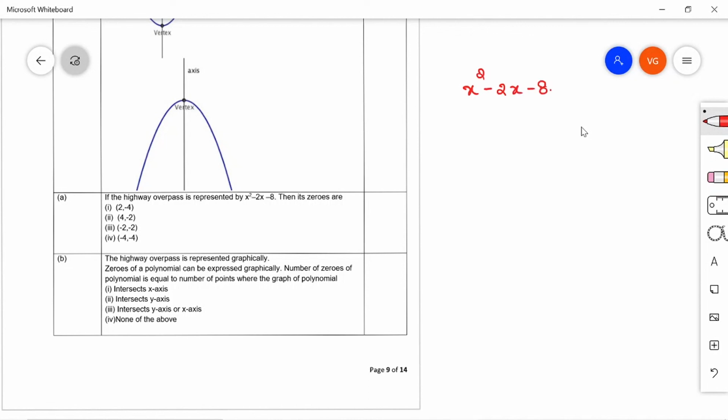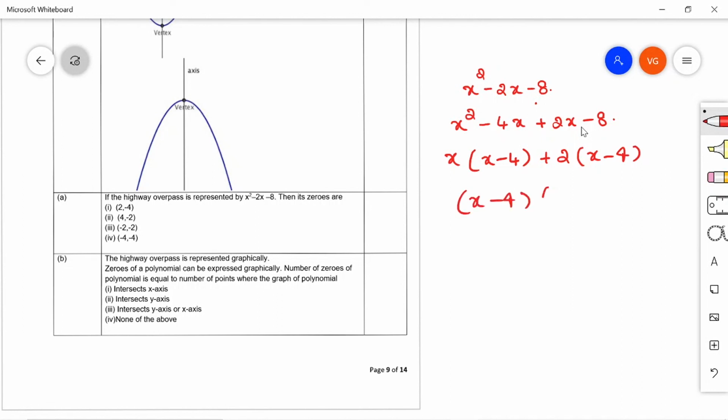I am just trying to simplify this using middle term splitting. 4 2s are 8. So I am writing minus 4x plus 2x minus 8. Take x common, that will be x minus 4, plus 2 common, that will be x minus 4 again. So that will be x minus 4 into x plus 2, that is equal to 0.